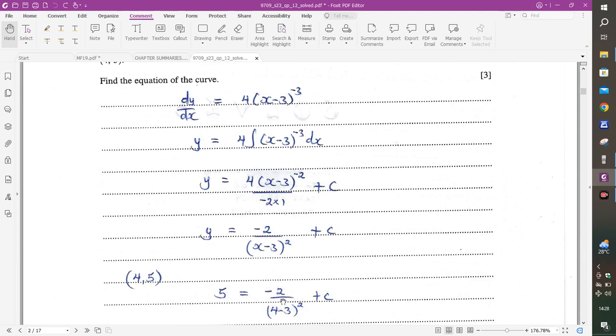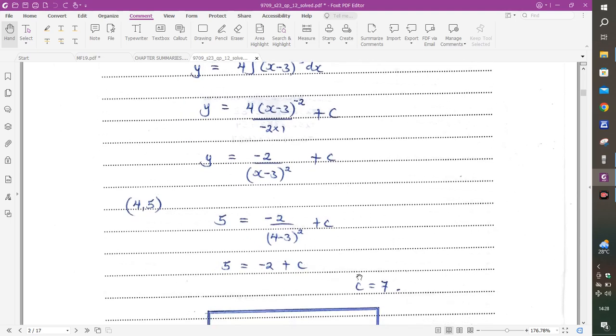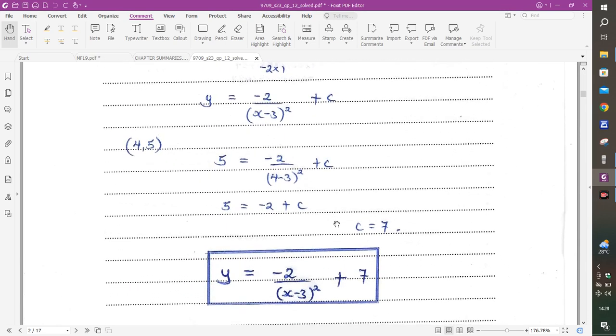So you can shift this 2 and put it this side, so it becomes a plus. That means our c is going to be 7. So the equation of that curve is y is equal to negative 2 over (x minus 3) squared plus 7.